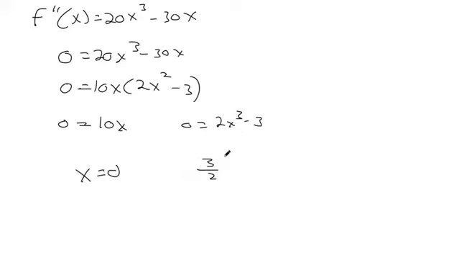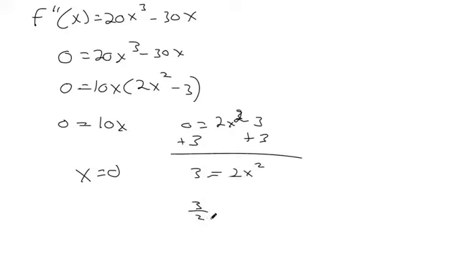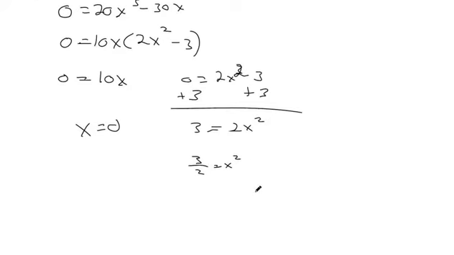I'll just do that algebra out just to make sure I don't lose anybody. I added 3 to both sides. Divide 2 from both sides. And then here, when you use a square root to cancel out a squared, you got to consider both the positive and negative. We have 3 potential inflection points.